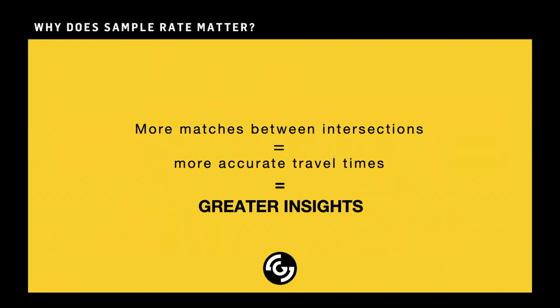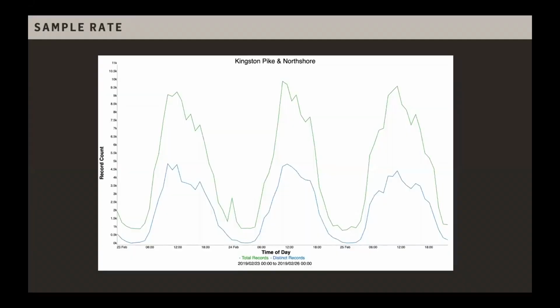So let's dive into a little bit of, when I talk about sample rate, what are we actually seeing? This is a pretty typical intersection in Knoxville, our home office. What we're seeing here is an intersection that sees high capacity, high utilization, and is basically detecting vehicles throughout the entire day. What we're seeing is 9,000 to 10,000 total records during peak hours. That's about 4,500 to 5,000 distinct records. Across the whole day, that means we're seeing 40,000 to 50,000 total unique records at this intersection.